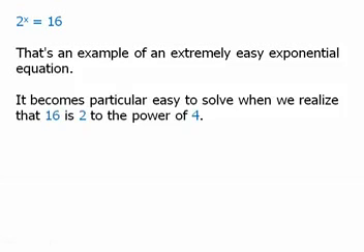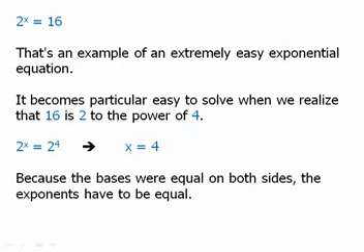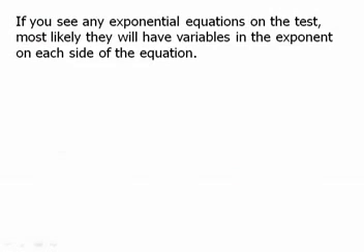And of course we can solve this when we recognize that 16 is a power of 2. So we'll just write 16 as 2 to the 4th, and then we can set the exponents equal on both sides because the bases are equal on both sides. If you see an exponential equation on the test, most likely they will have variables in the exponents on each side of the equation. So what we have there, variables on one side and just a constant on the other side, you probably will not see that.